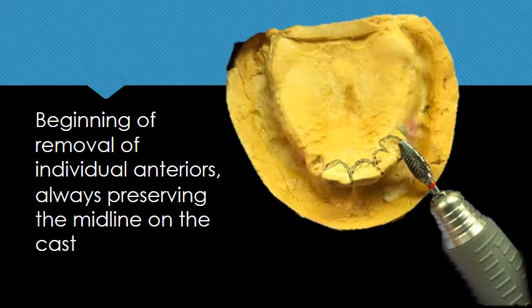This is an overview of the same cast. We're beginning to remove the teeth with a rotating burr, one by one, staying within the outline, showing the gingival portion of the tissue.